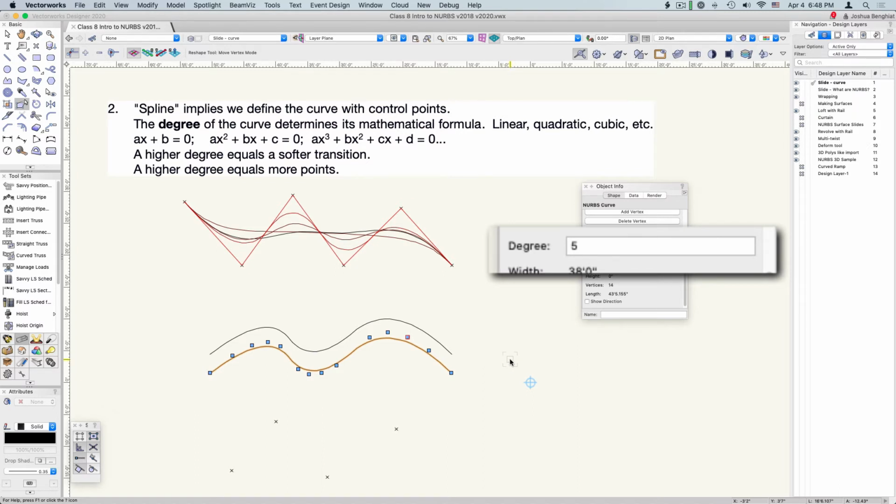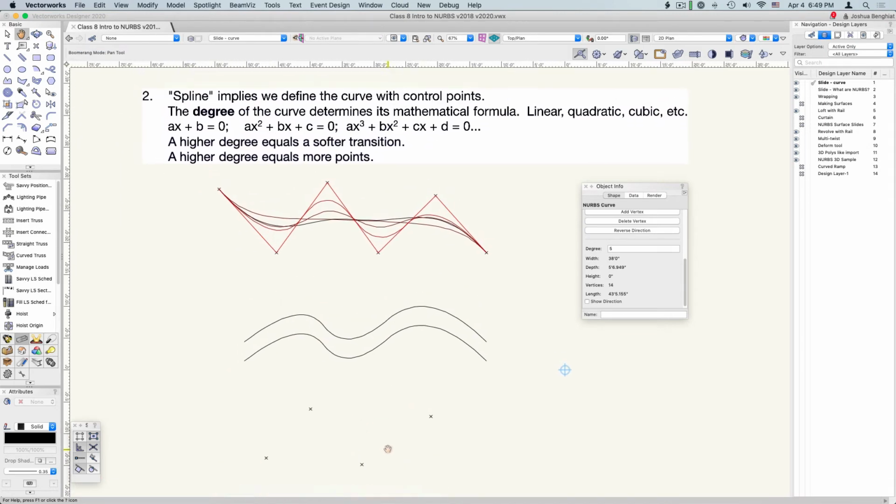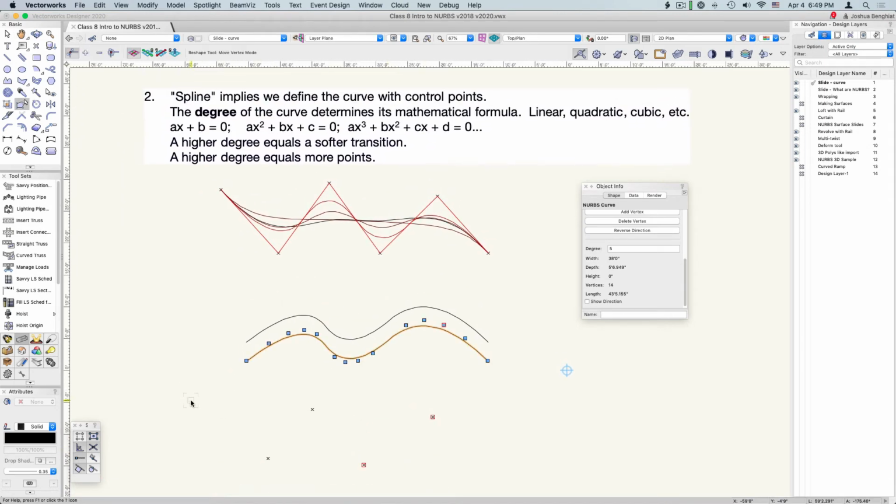So let's look at drawing some NURBS curves. Go ahead and select your 2D Locus tool and place 4 points on the drawing in a kind of zigzag. 1, 2, 3, 4. All right, now go over to your 3D tool set and find the NURBS Curve tool.